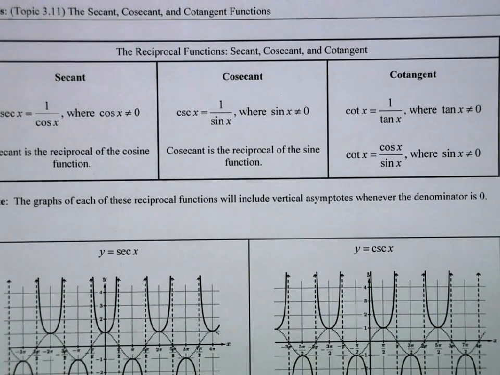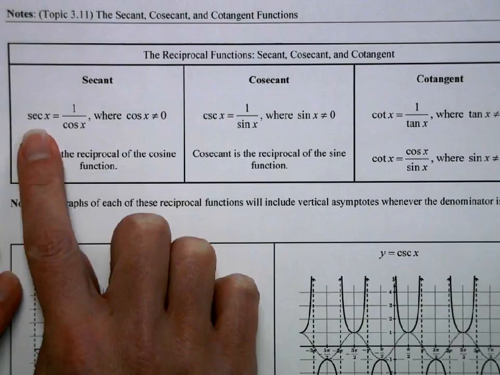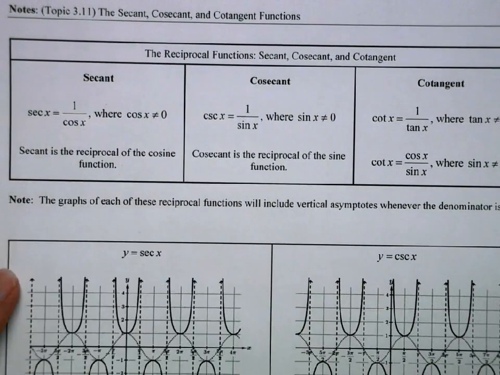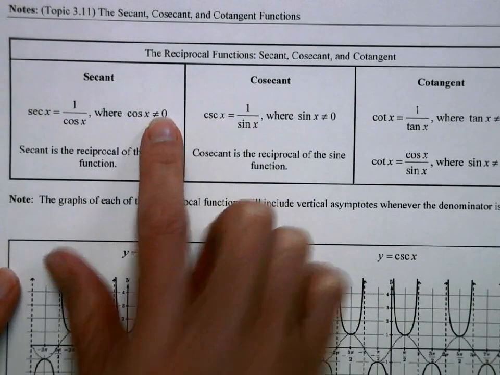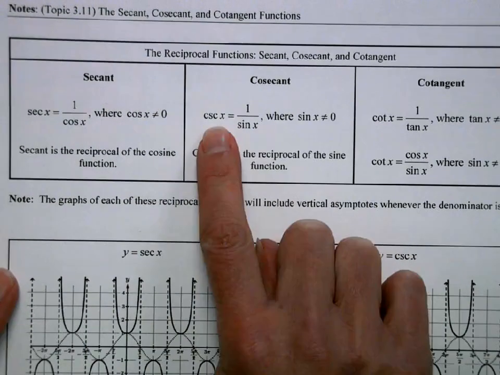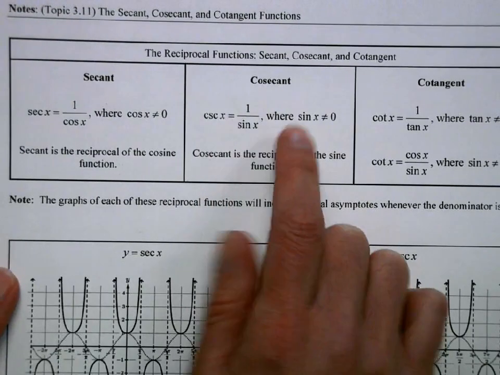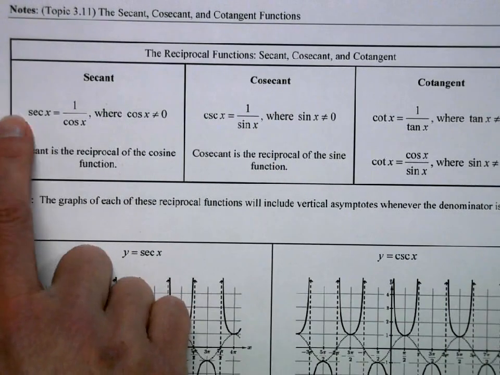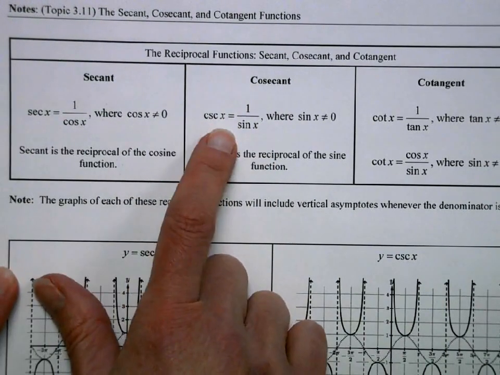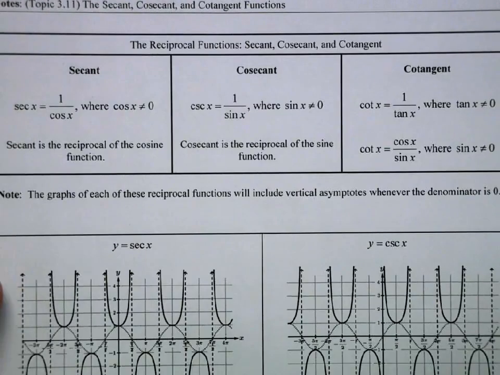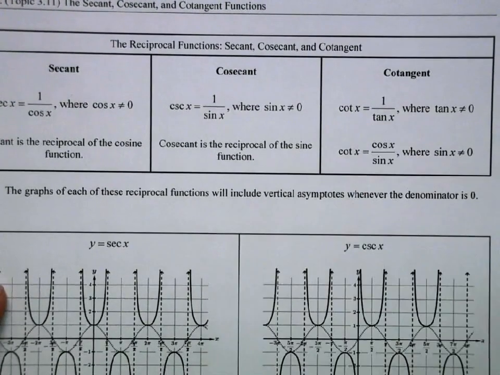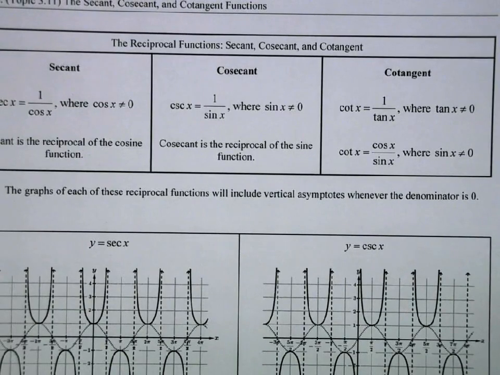In this video, I'm going to go over topic 311 about the reciprocal trig functions, which are secant, cosecant, and cotangent. Secant is equal to the reciprocal of cosine, as long as cosine is not equal to 0. Cosecant is the reciprocal of sine. One way to remember it is that it's the opposite: S goes with C and C goes with S. And then cotangent is the reciprocal of tangent.